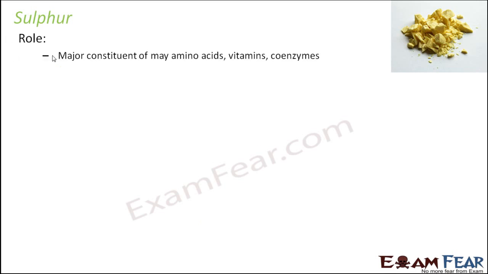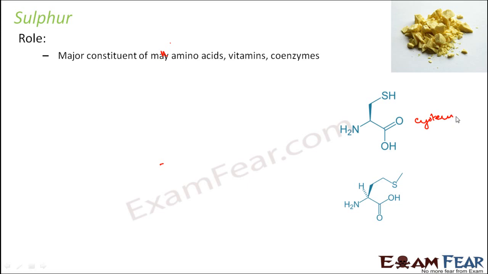Sulfur. Role of sulfur: here in the picture, you can actually see sulfur, which is yellow in color, and it looks somewhat like this. It is a major constituent of many amino acids, vitamins, as well as coenzymes. So again, this also makes many other things. Here you can see some of the examples like cysteine and methionine. This is cysteine. This is methionine. So all of them have sulfur.